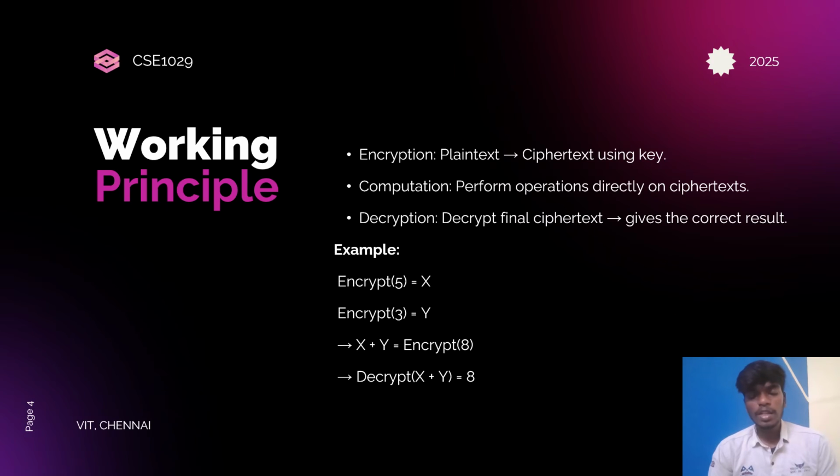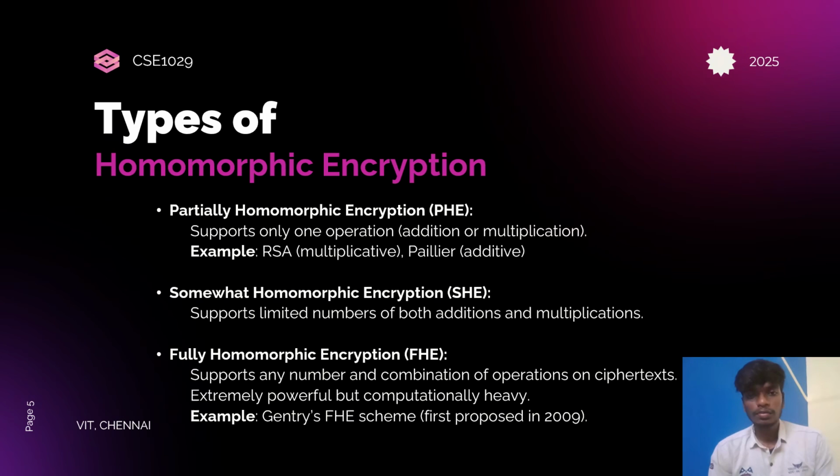Let us now understand the working principle of homomorphic encryption. Say you have two encrypted messages X and Y. So the cloud is now performing an operation on the encrypted messages. So that is encrypted of 8. Now this encrypted 8 will be sent to another user B. They will decrypt the message using their private key to get the original plain text.